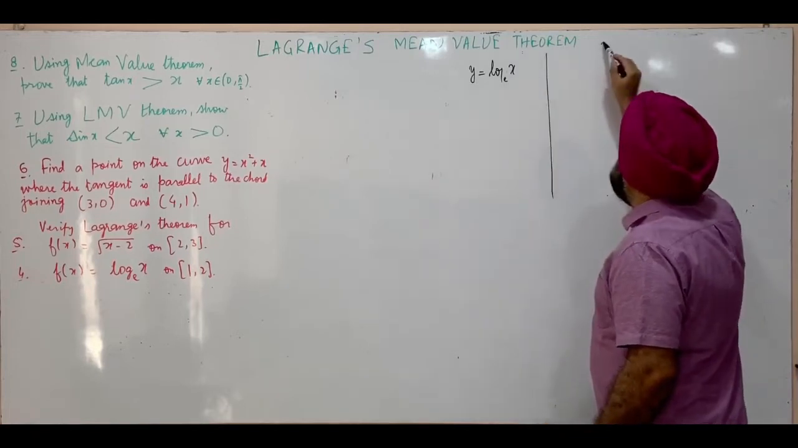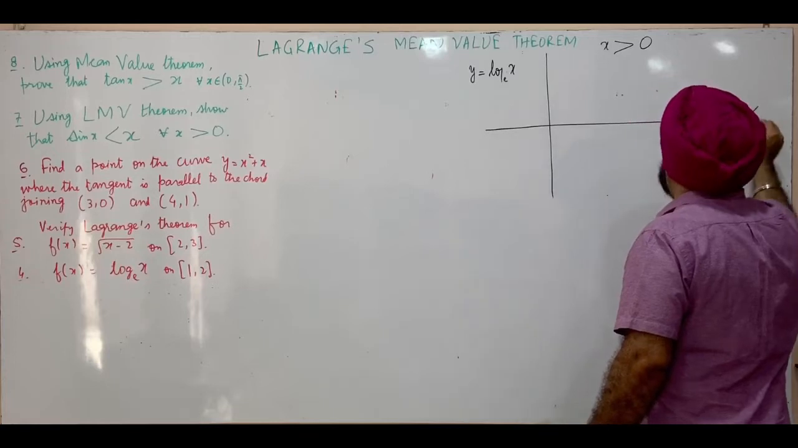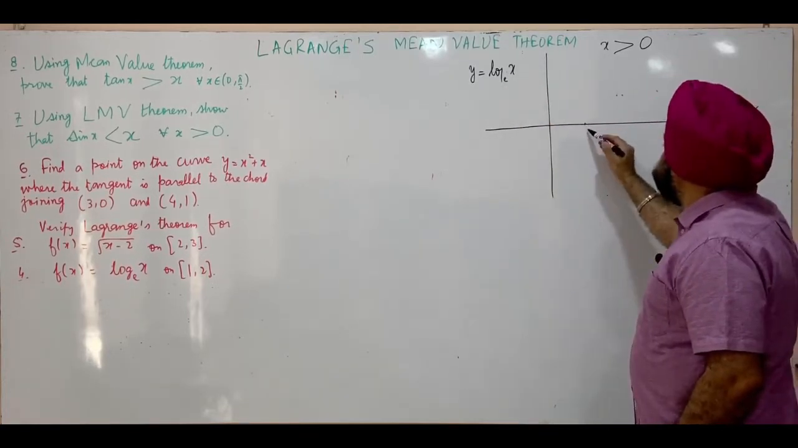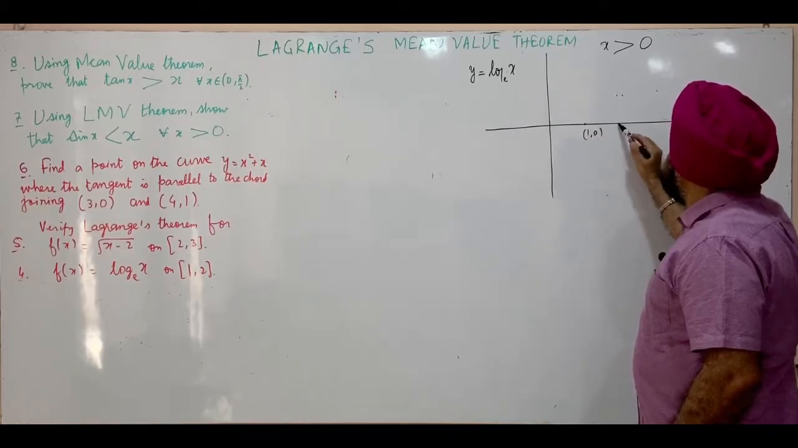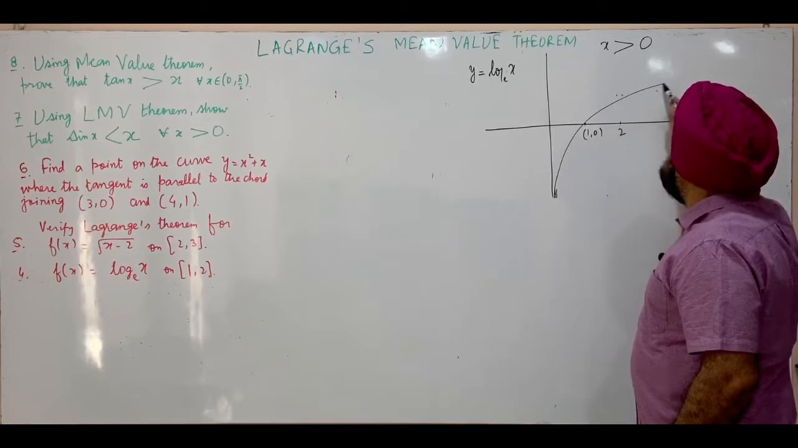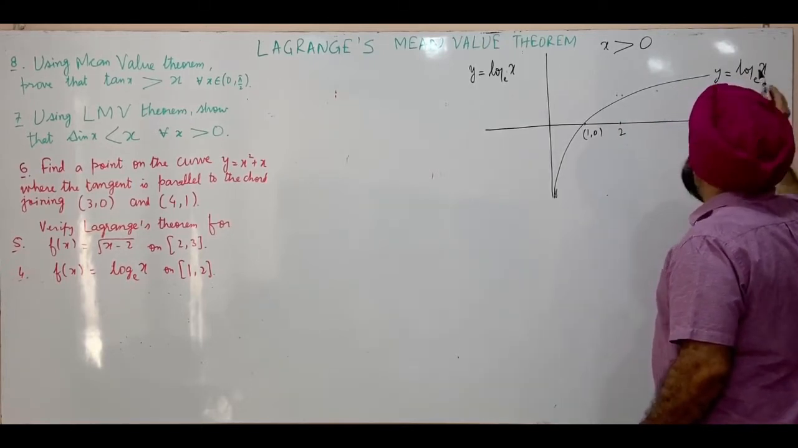So the domain of the function is x greater than 0. This is the x-axis. We know log of 1 is 0, so this is the point (1, 0). This is, let's say, 2. So this is the graph of the function y is equal to log of x to the base c.